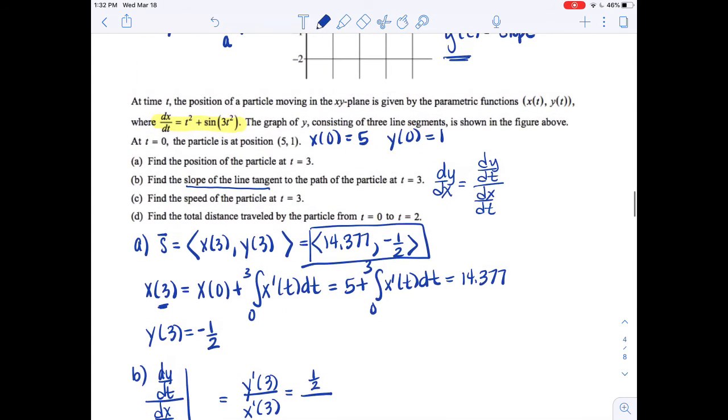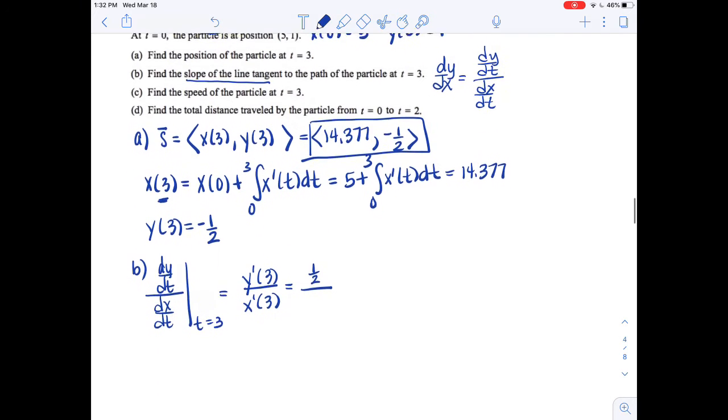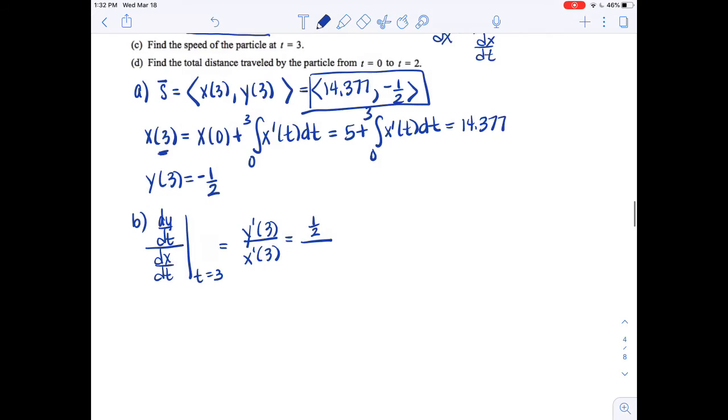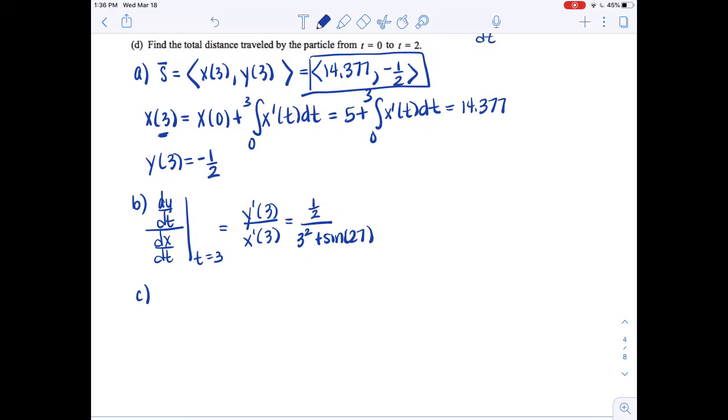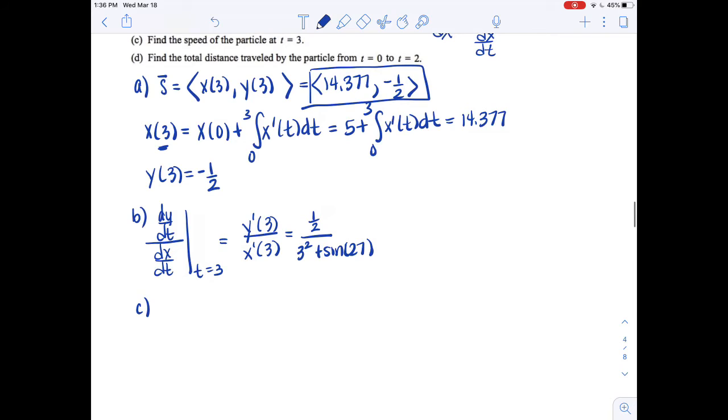X prime of 3: you have x prime of t given to you, so you just have to plug 3 into this equation. Honestly, you could leave your answer as this, 3 squared plus sine of 27, because remember, you don't actually have to simplify. Okay, so moving on to part C.